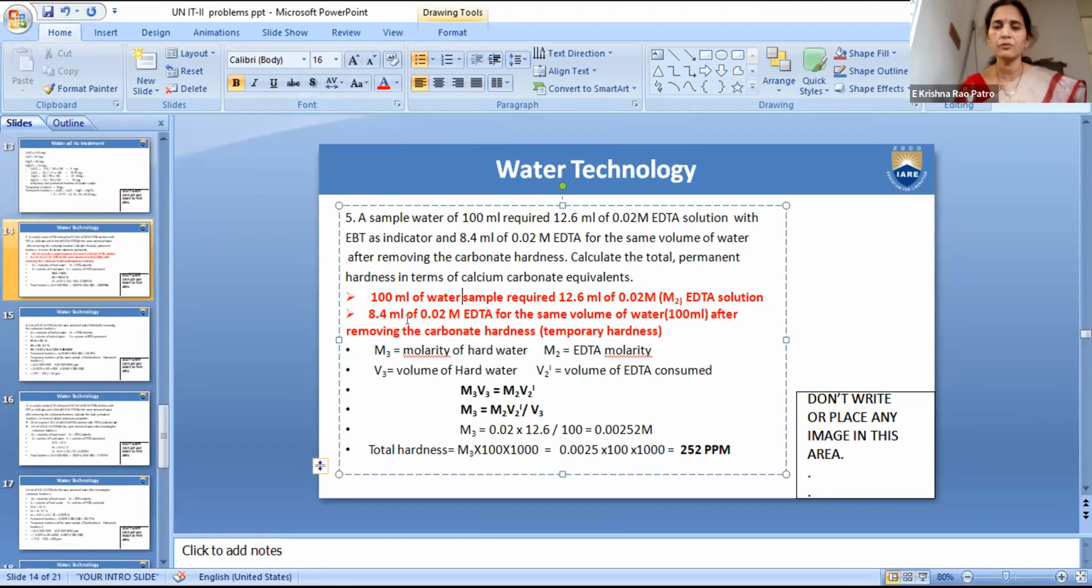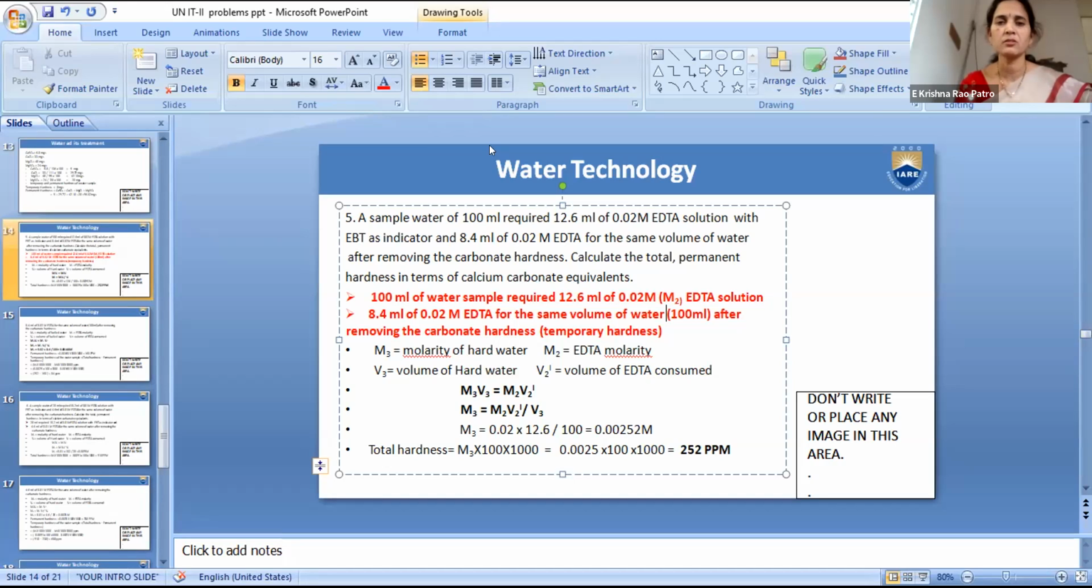And next line, 8.4 ml of 0.02 molar EDTA for the same volume of water. I have given that here, students. For the same volume of water means previously we have taken 100 ml, here also 100 ml. I have given it in brackets, you write it down.